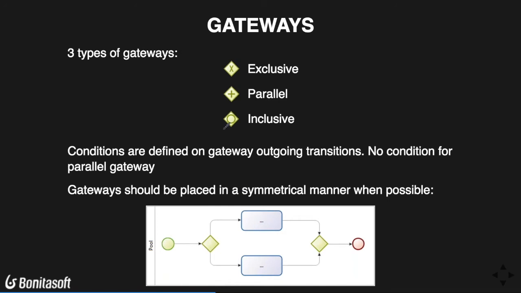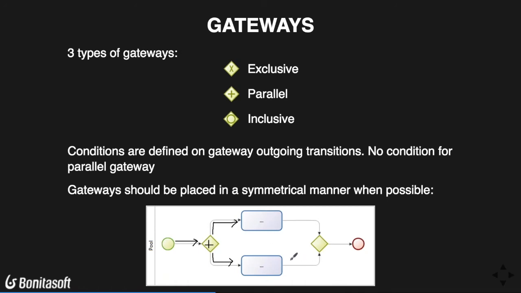Let's take a look now at the parallel gateway. So the parallel gateway will be represented by a plus. And as the name indicates, when the flow comes in, we have no condition on the parallel gateway, all the output branches will be activated. So the process will run in parallel. So in that case, if I have two human tasks here, I will have to wait for the two humans to execute their task before continuing.